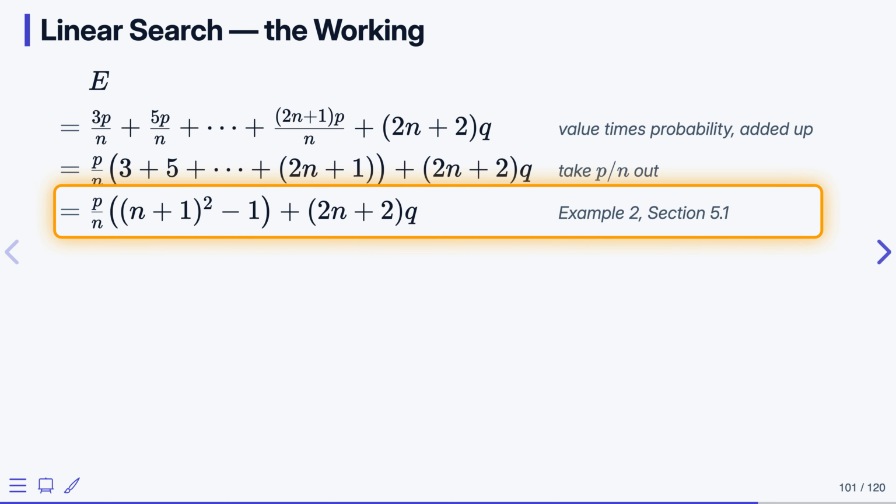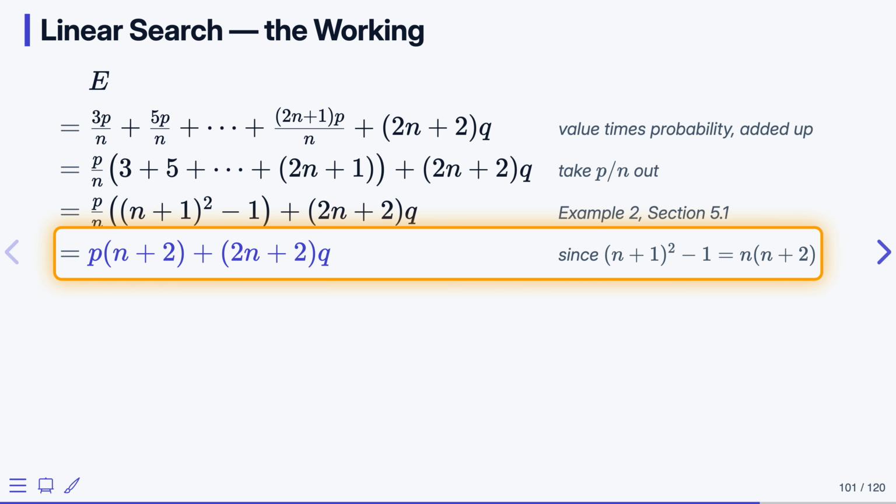Inside the bracket is the sum of the odd numbers from 3 to 2n plus 1. That sum is (n plus 1) squared minus 1. And (n plus 1) squared minus 1 is n times (n plus 2). The n cancels, leaving p times (n plus 2), plus (2n plus 2) times q.